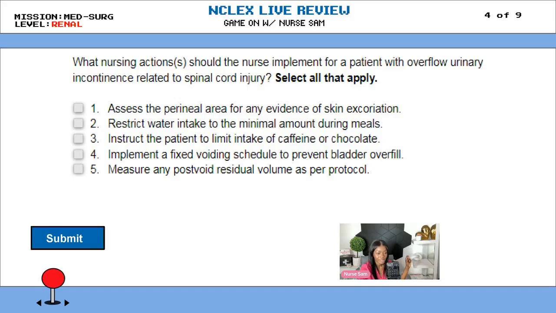All right, what is our answer? This is select all that apply. Let's look at what the question is asking us, right? What nursing action should the nurse implement for a patient with overflow urinary incontinence? So again, we're looking for those actions. Which ones apply? Let me see what you guys are saying.